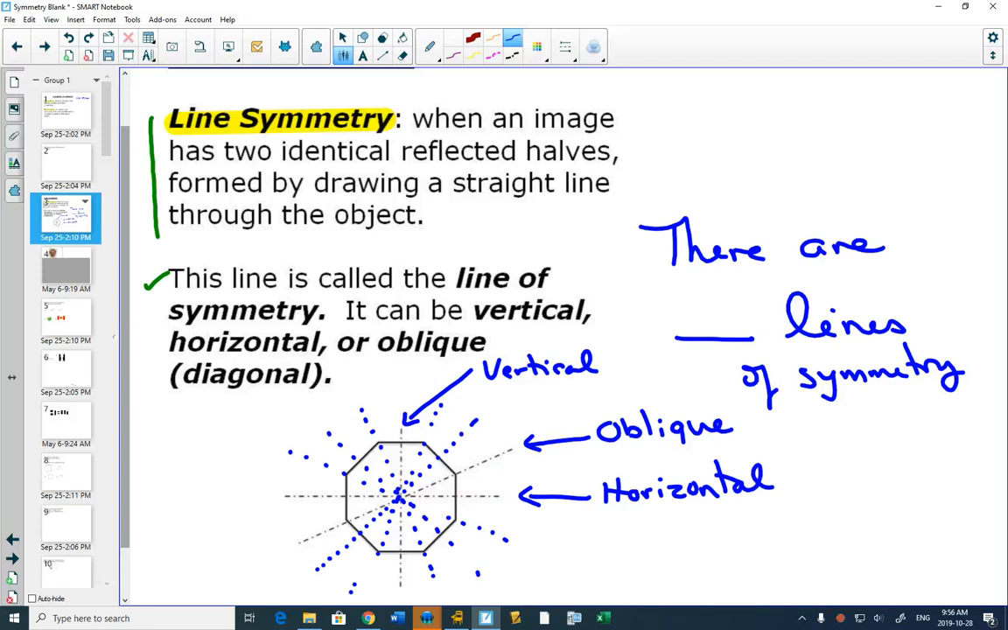In this one, we've drawn them all. How many are there? Can you count them? Close, close. 8. It's literally 8.